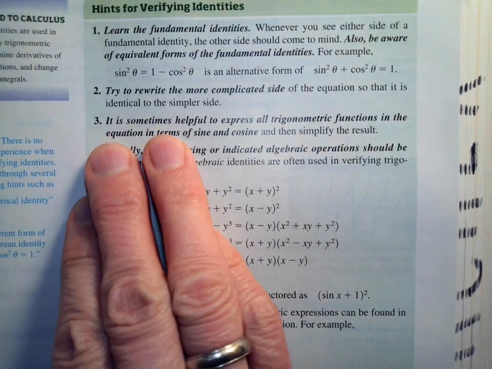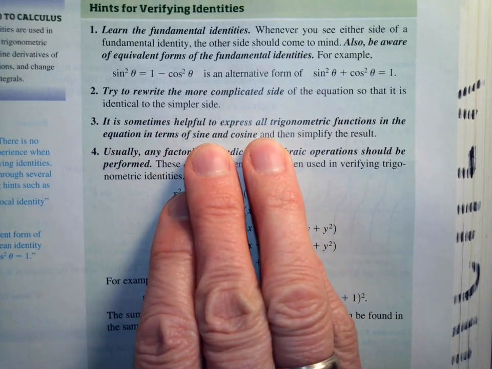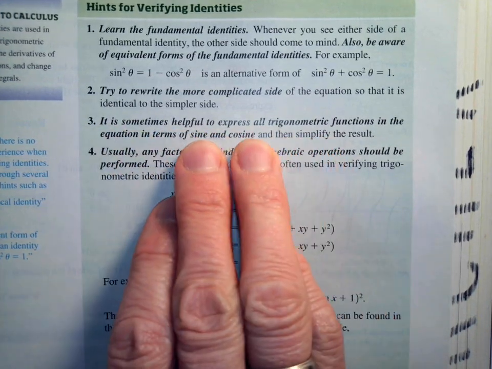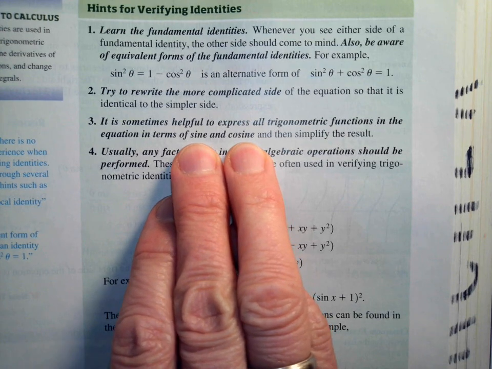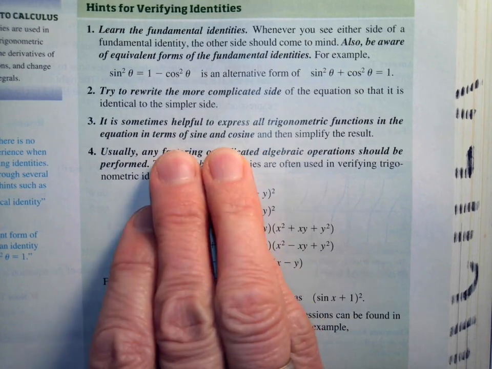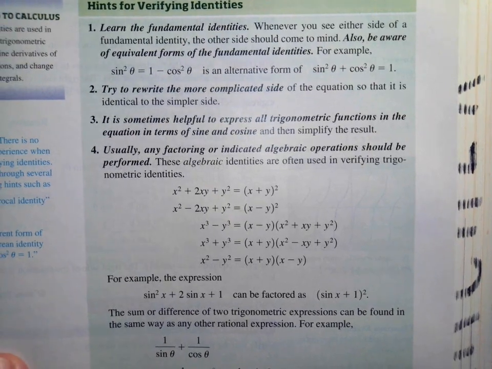All right. It's sometimes useful, if you're not sure what else to do, like you don't see any identities, to turn everything into sines and cosines. So use identities to turn things into sines and cosines. Turn a tangent into sine theta over cosine theta, whatever. Turn everything into sines and cosines if you can't figure out anything else.